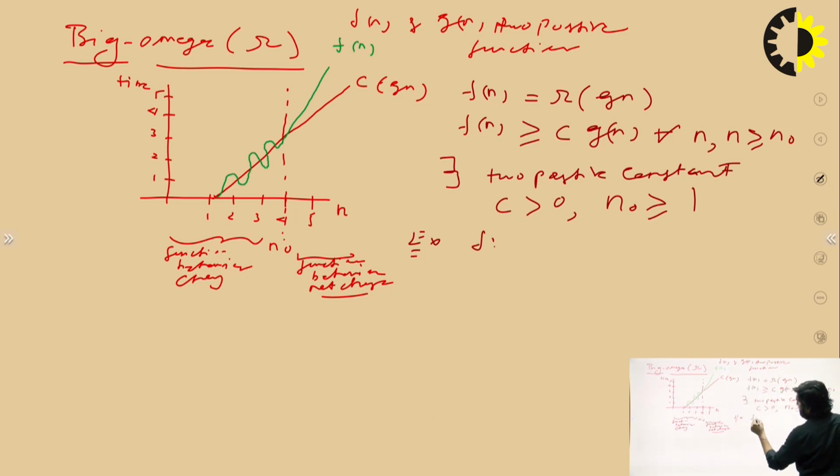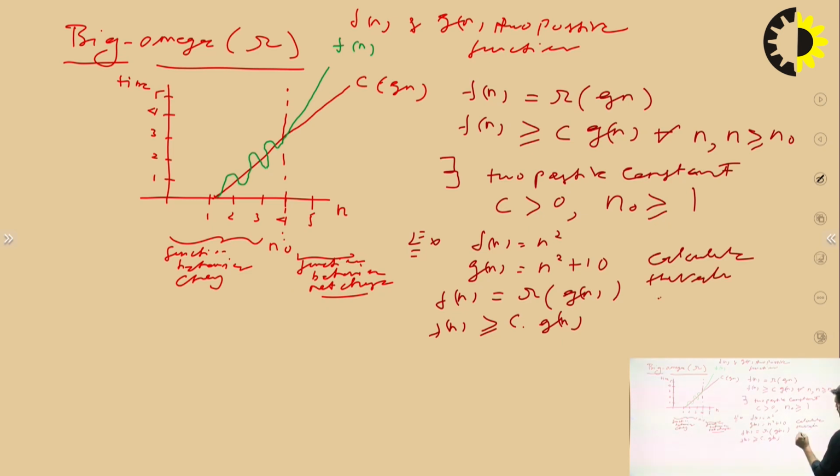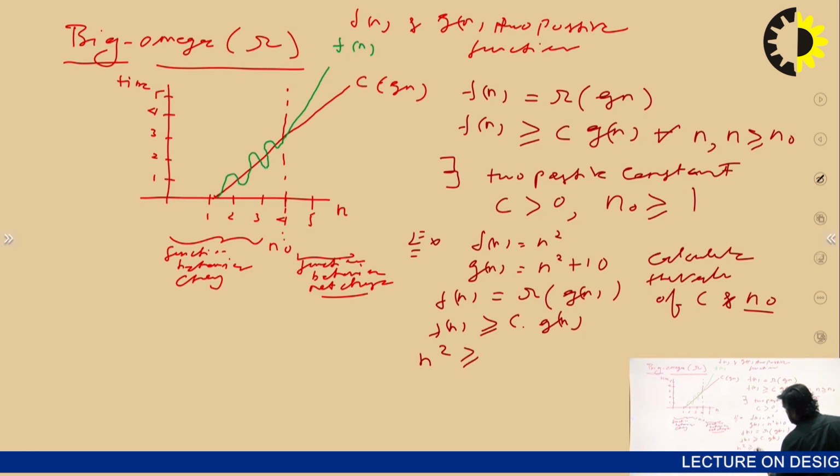We are using f of n equal to n square, g of n equal to n square plus 10. Now we observe that f of n is equal to omega of g of n, we just check it mathematically. f of n is greater than or equal to c times g of n. Now here we calculate the value of c and n naught for the function f of n. Now just check it. n square is greater than or equal to c dot n square plus 10.